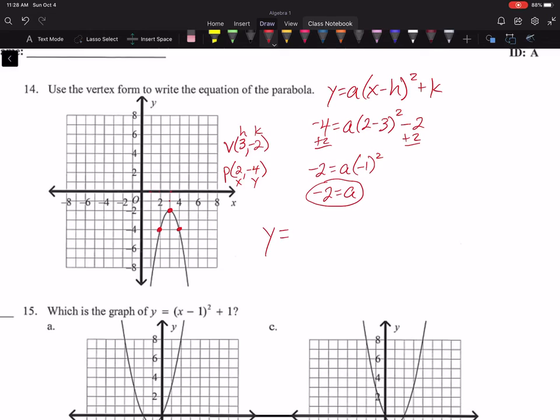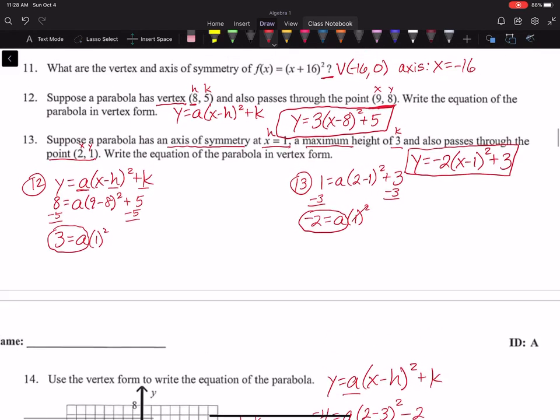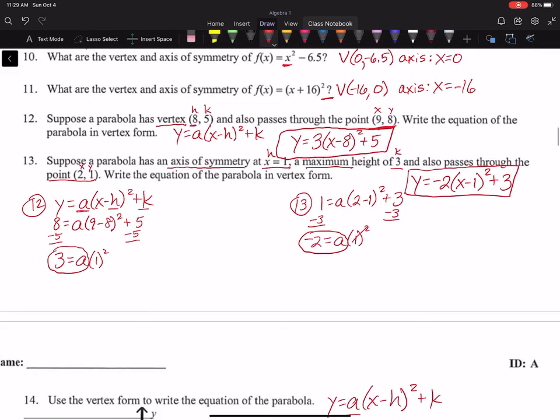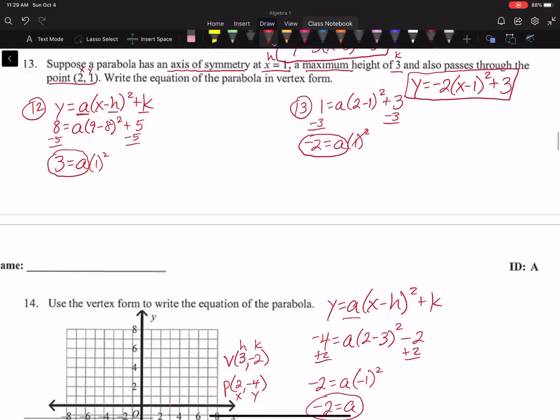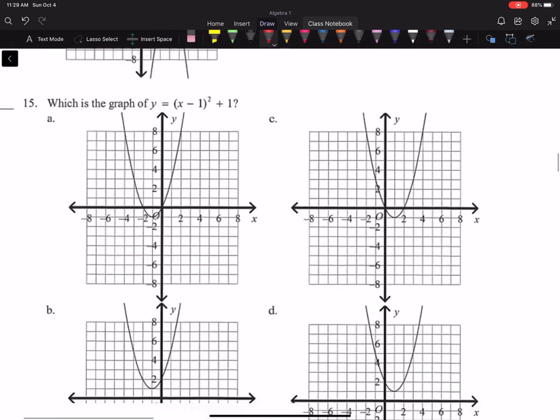Y equals, what was a? It was -2. X minus, what was h? H is 3, squared. And then k is minus 2. There is your equation. Okay? So, 3 questions, all basically the same question. They're just giving you the information in a different way each time. All right.